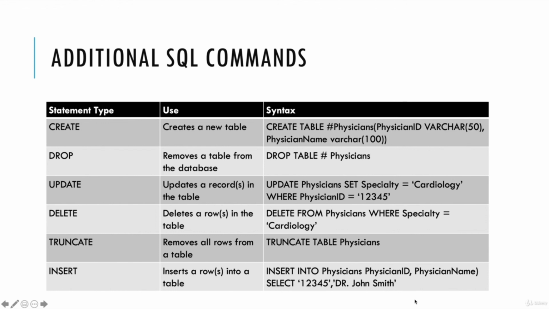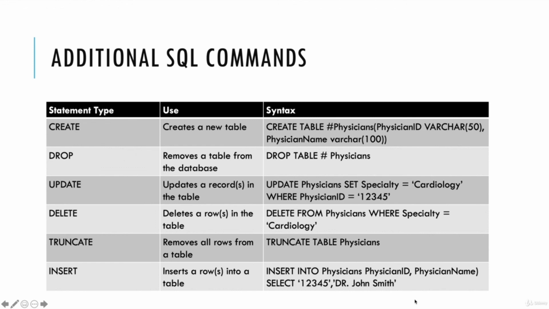If you want to delete a table, you can use the command drop table, and drop table #physicians will basically delete it and all of its data. You can update records within a table, and you can do that in a number of ways. But for this example, we're going to update physicians table. You want to use set, then you say the column name and equal to the value. So we're going to set specialty equal to cardiology.